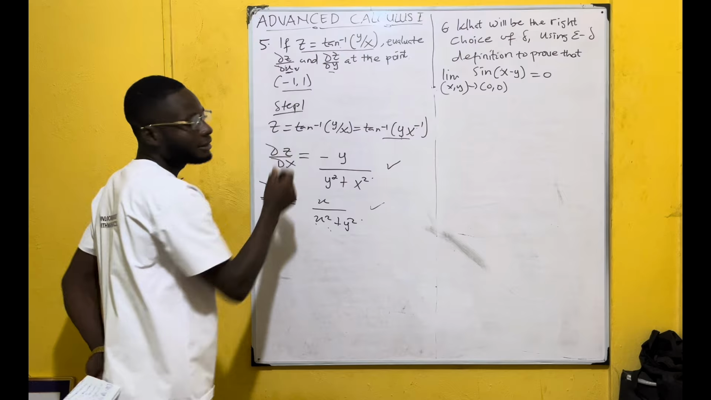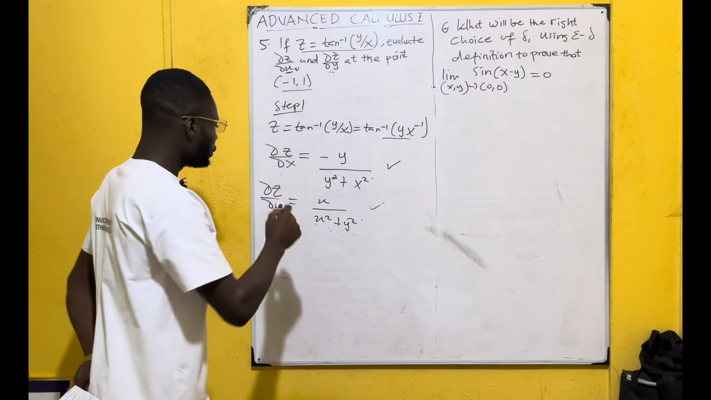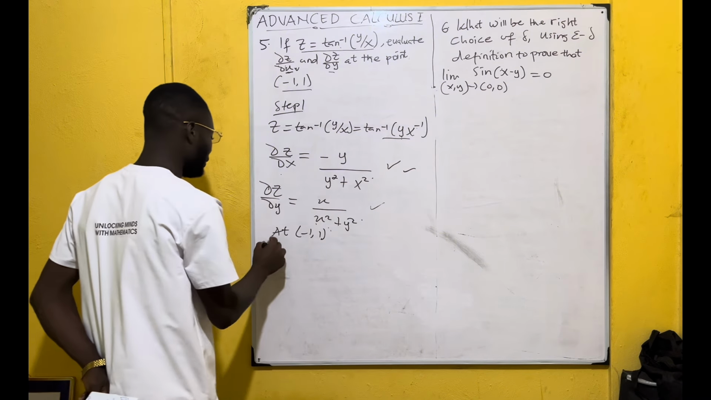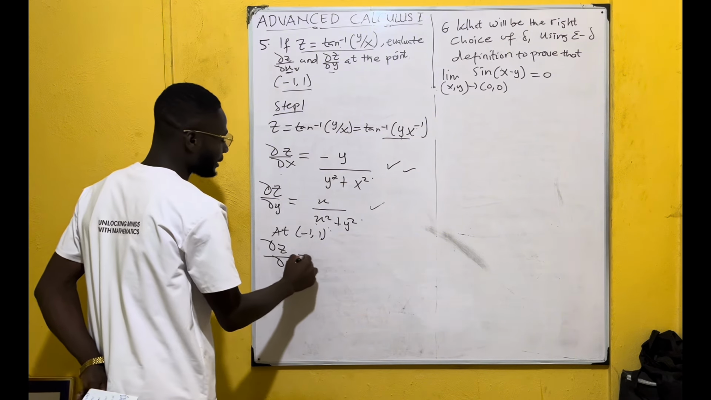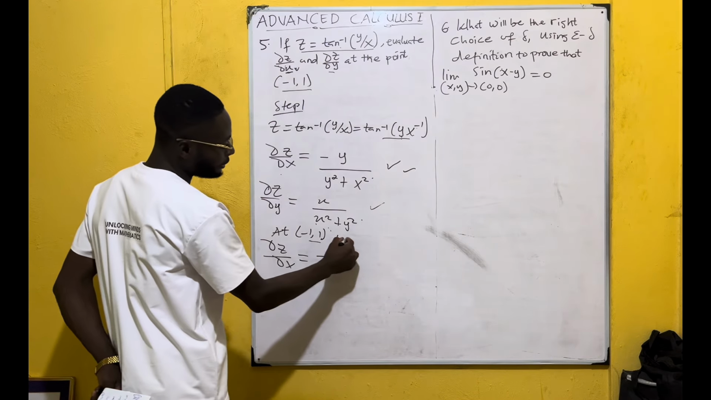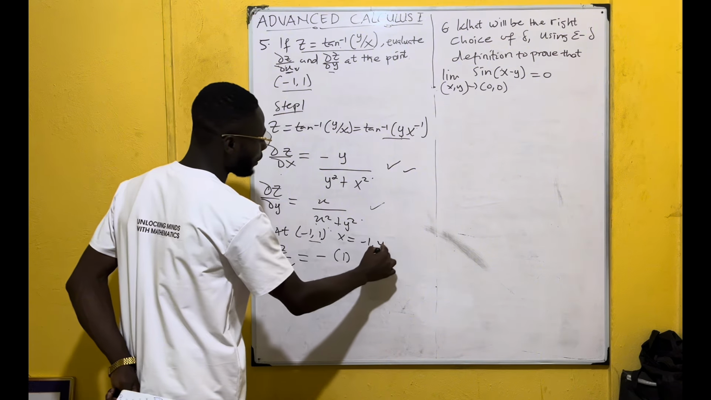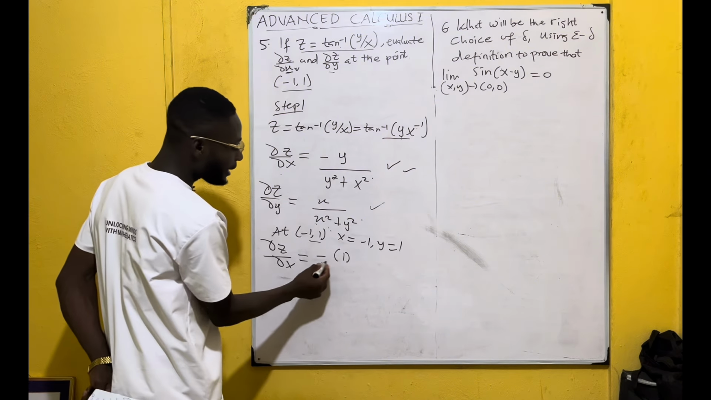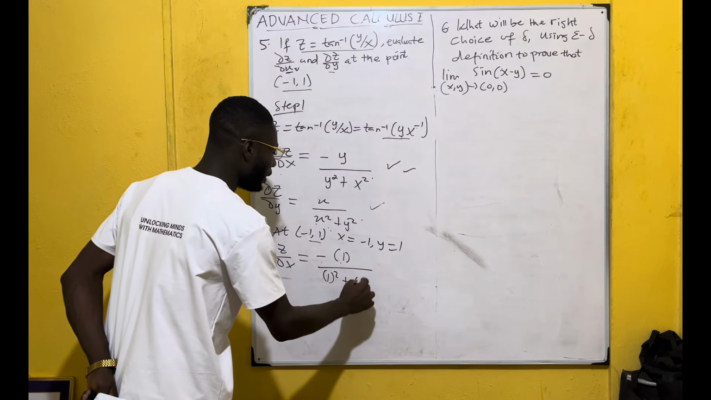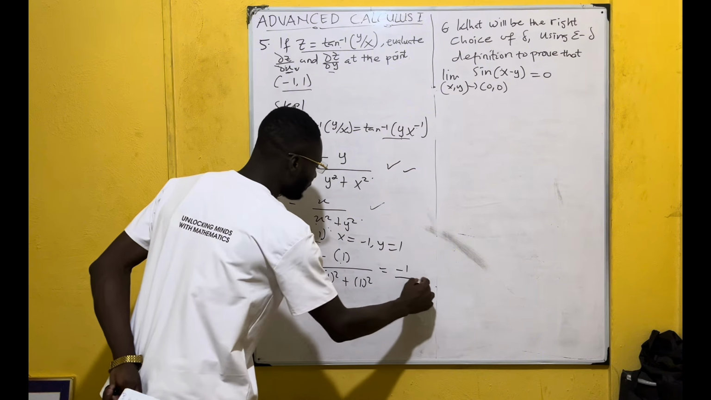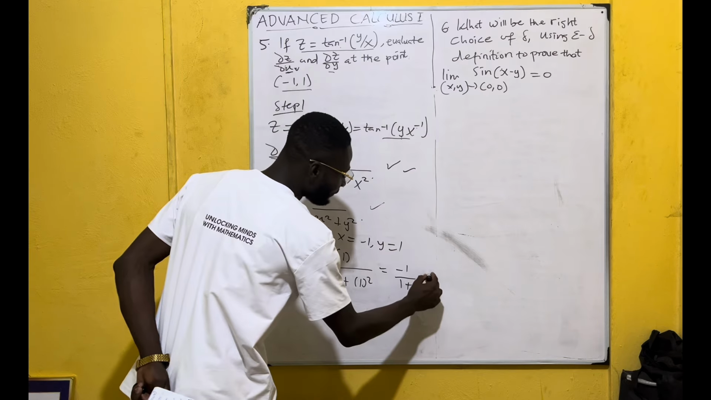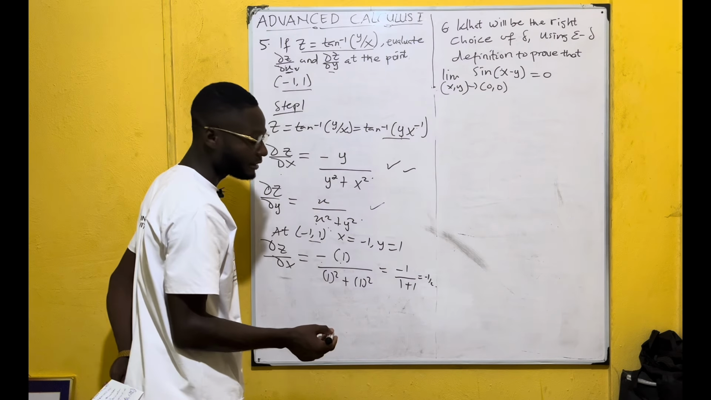We want to evaluate it at -1 and +1. So we have at -1 and +1. On the first one, we are going to have the z with respect to x will be equal to negative into bracket. This means that x is -1 and y is what? +1. So we have negative into brackets 1 all over 1 squared plus 1 squared, and that will be equal to -1 over what? 1 plus 1. All right, and that is equal to basically -half, which is 0.5, -0.5.